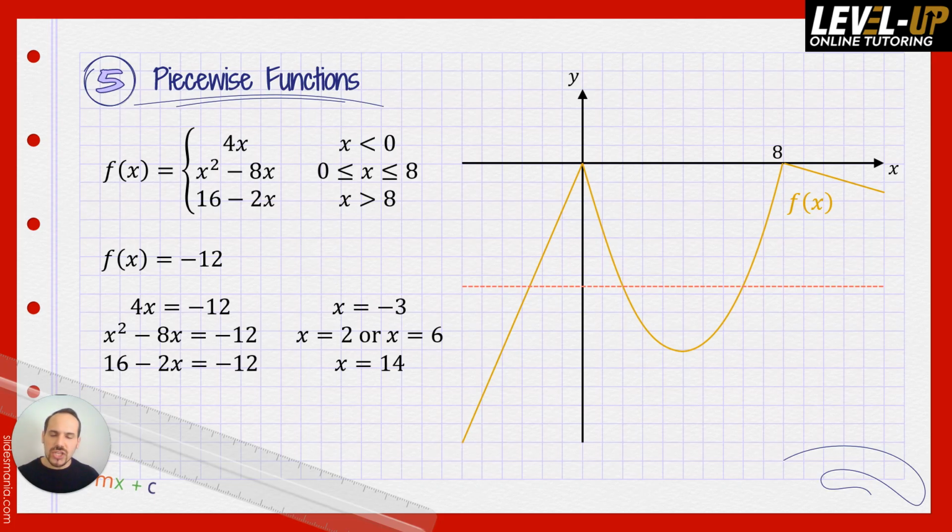Or it might do, but you need to be careful that the values you get are within the appropriate ranges. So for the first function, we get x equals minus 3. Well, that's less than 0, so that's okay. The second function, we get the values of 2 and 6. Well, they're both between 0 and 8, so that's okay. And the final one, we get x has to be greater than 8. Well, 14 is greater than 8, so it's all okay. So these are all perfectly valid solutions. You need to check that because they might not always be valid. So there we go. That's how we would deal with that.